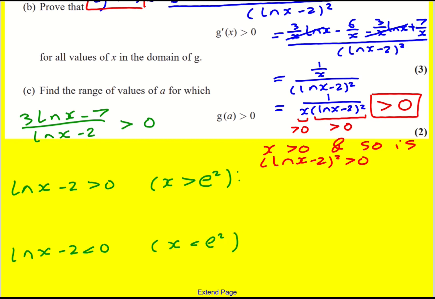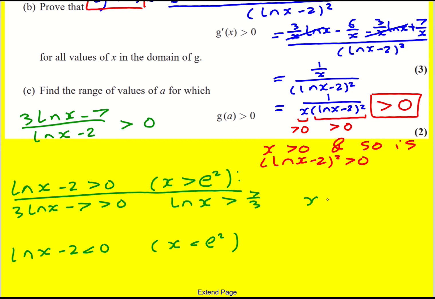So if the denominator is greater than 0, I can just times through by it, which is going to give me 3 ln x minus 7 greater than 0. And that means ln x is going to be greater than 7 over 3. And I can undo this inequality. x is going to be greater than e to the 7 over 3. So it has to be both. It has to be greater than e squared and greater than e to the 7 over 3. But if it's greater than e to the 7 over 3, it automatically is greater than e squared. So this is going to be one solution.